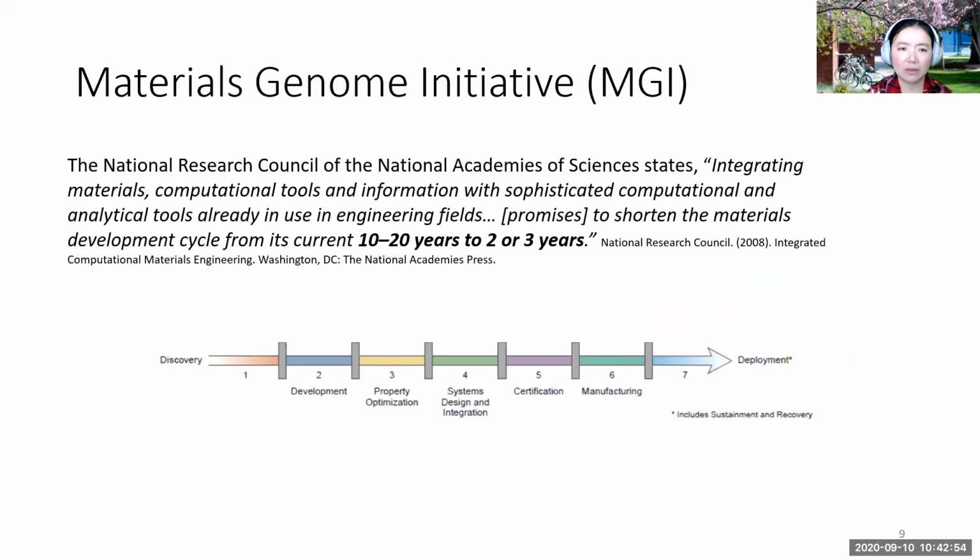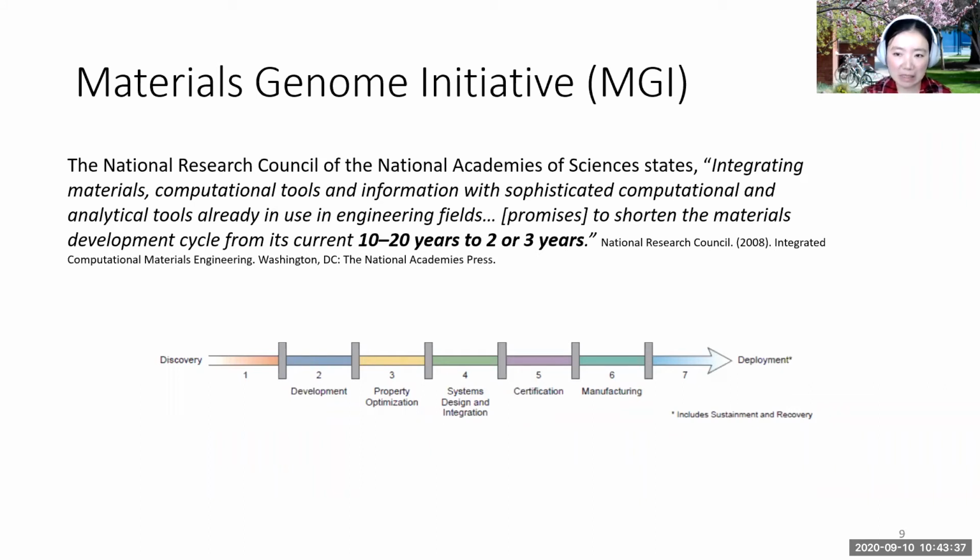Okay, so why do we need artificial intelligence? I want to go back and talk about some government programs, and that's why AI stepped into the field. Back in 2008, the National Research Council released a statement. They said integrating materials, computational tools, and information with the sophisticated computational and analytical tools already in use in engineering fields can promise to shorten the material development cycle from its current 10 to 20 years to 2 or 3 years.